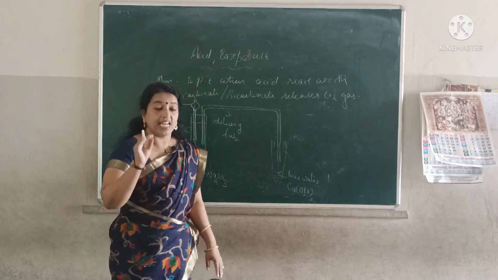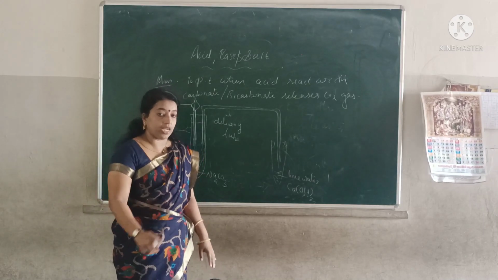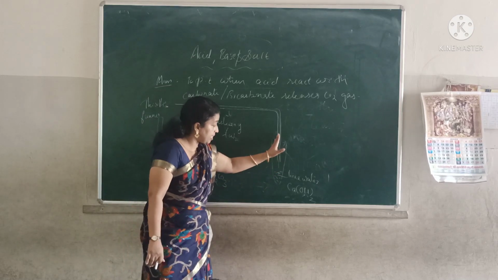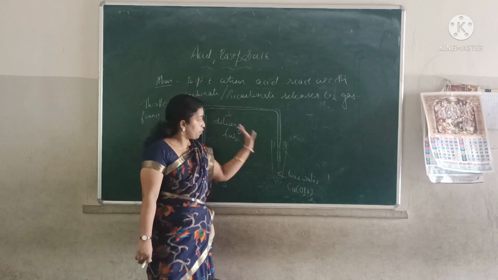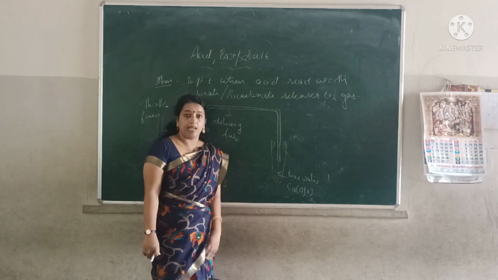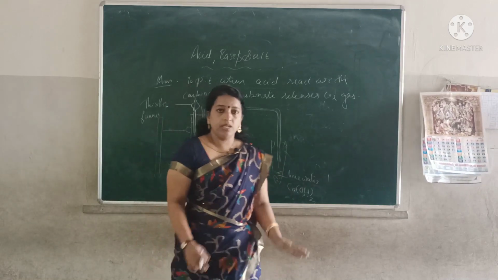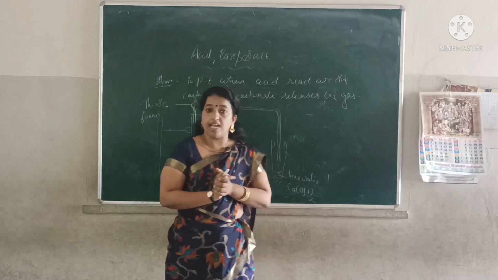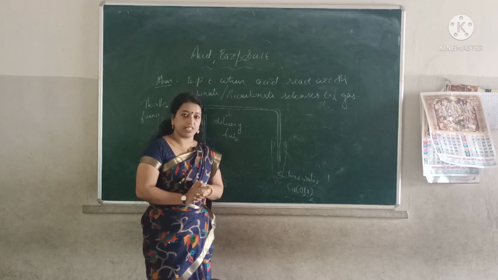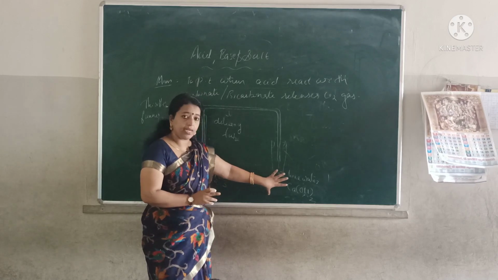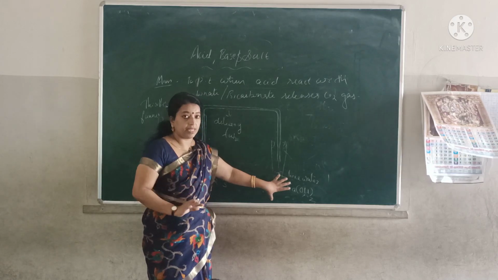Which gas makes lime water turn milky white? As soon as this gas enters the lime water, it turns milky white. Tell me, which gas turns lime water into milky white? You already learned in your last session, carbon dioxide gas. So we can prove that the coming out gas is carbon dioxide.